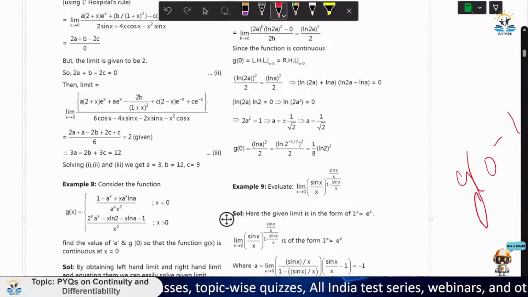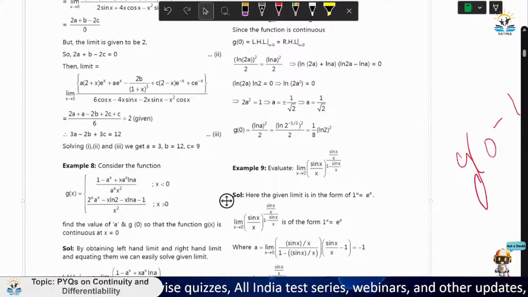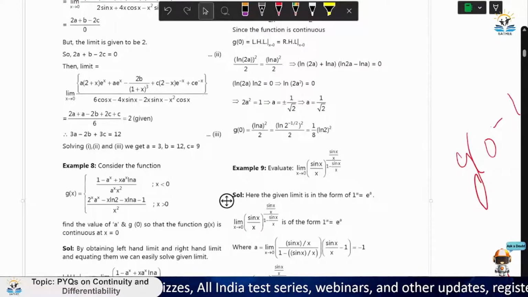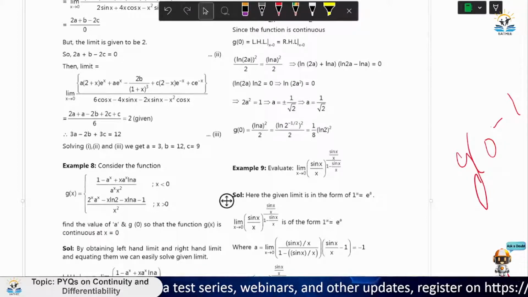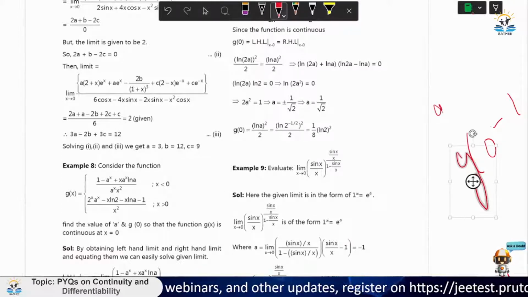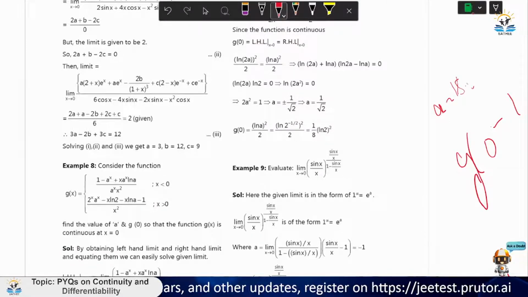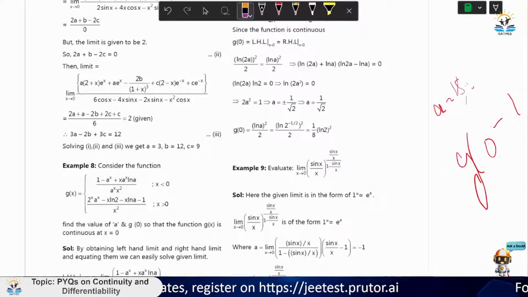Okay, so A is plus minus root 2, but we can only take A as 1 by root 2 because it had already been taken as the inner part of the ln, and the domain of ln is positive numbers, so A cannot be negative. So A has to be 1 by root 2, and g of 0 turns out to be ln of A whole square, and we are simply solving it.